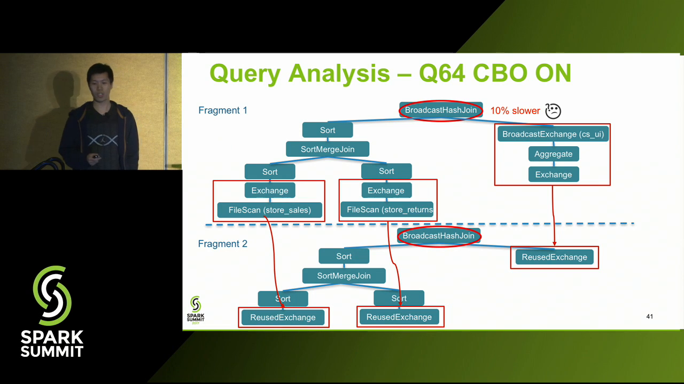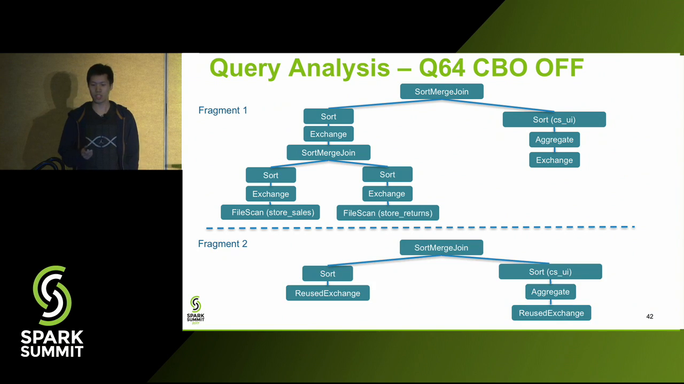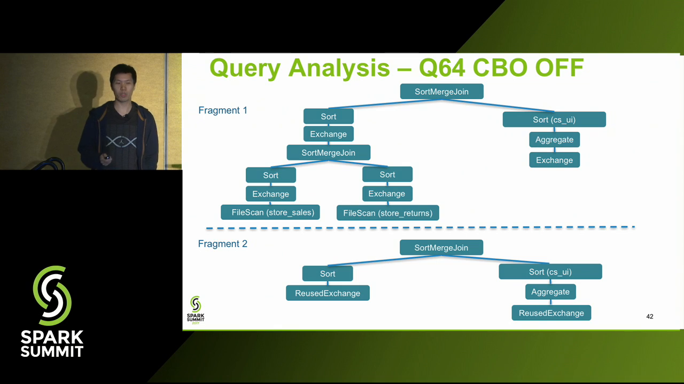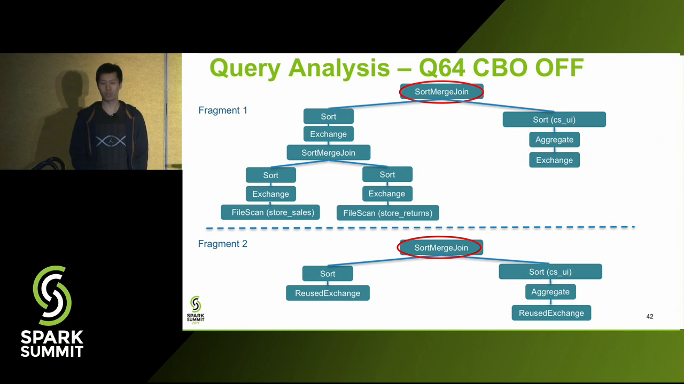Usually, broadcast hash join can save shuffle, and so it can save more time, right? But why in this case is it 10% slower? This is the reason. When CBO is turned off, we don't know the output size of CSUI, so we can't broadcast it. We just perform a sort merge join for these 2 joins.